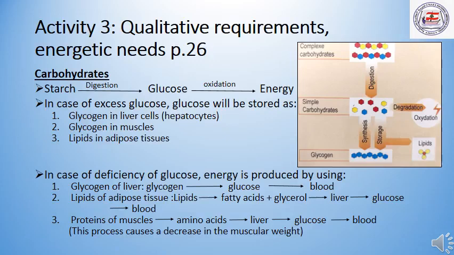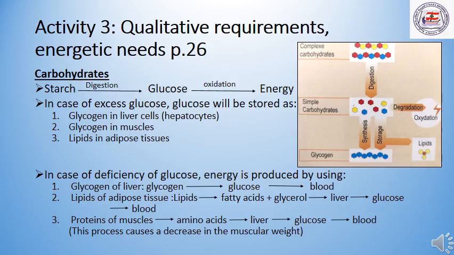What happens in the case of excess or lack of glucose in living organisms? In the case of excess glucose, glucose will be stored. It can be stored in the form of glycogen in liver cells, which we call hepatocytes. Glycogen is also stored in the muscles. So glucose is stored in the form of glycogen either in liver cells or muscle cells, or glucose can be stored in the form of lipid in adipose tissue, or what we call fat tissues.